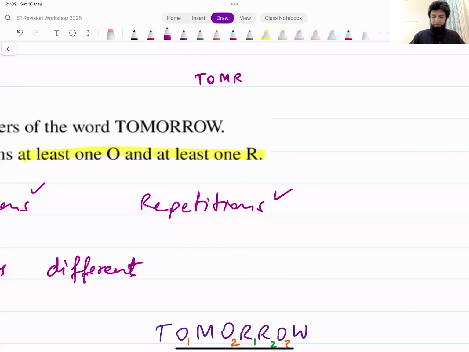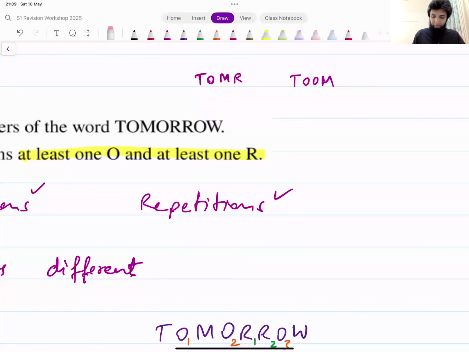Another possible selection would be T, O, O, M. Now, these are 2 different possible selections. Their probabilities are not the same. Why are the probabilities not the same? After permutation and combinations, it'll take, I think, around 15 to 20 more minutes. After that, we'll have a break.